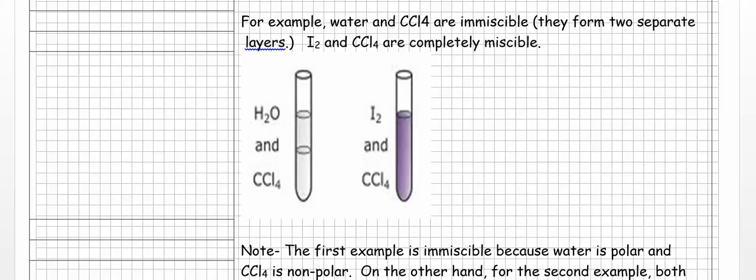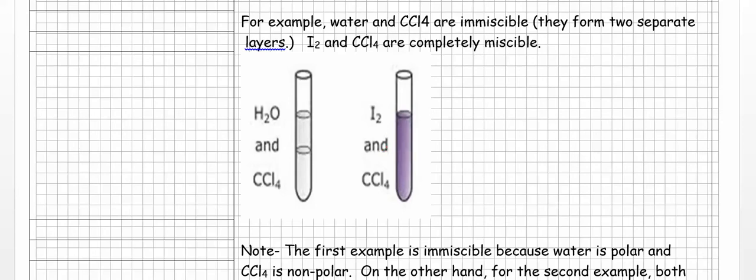If I put water and carbon tetrachloride together, you see how I have water on top and carbon tetrachloride on bottom, because carbon tetrachloride is more dense than water. But if I put two nonpolar substances together, like iodine and carbon tetrachloride, they're going to mix very well, because both of these are nonpolar, right? Both of those are nonpolar.